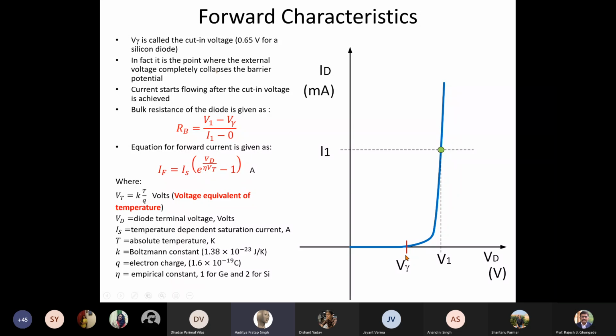So this external voltage will collapse, neutralize the intrinsic potential barrier, and after that happens, the current flow will start inside the diode. Okay. Now, what is the way in which it is governed? You can see, is it a linear equation or a linear kind of curve?